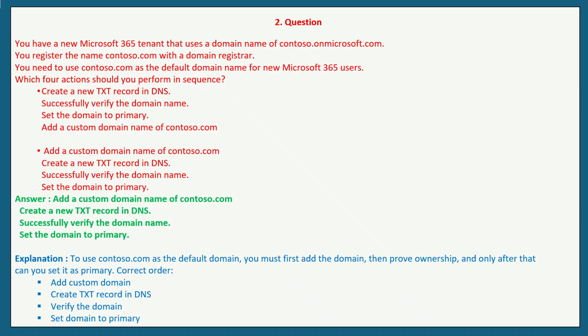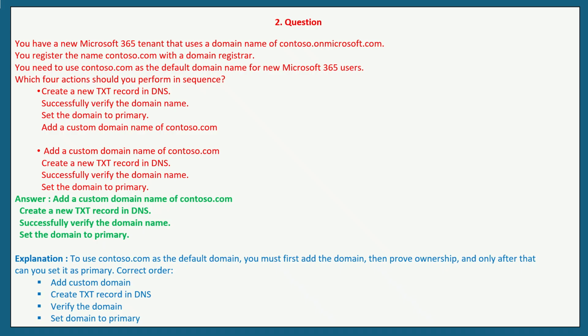Create a new text record in DNS, successfully verify the domain, set the domain to primary, add a custom domain name of contoso.com. Next option is add a custom domain name of contoso.com, create a new text record in DNS, successfully verify the domain name, set the domain name to primary. The correct answer is add a custom domain name of contoso.com, create a new text record in DNS, successfully verify the domain name, set the domain to primary.